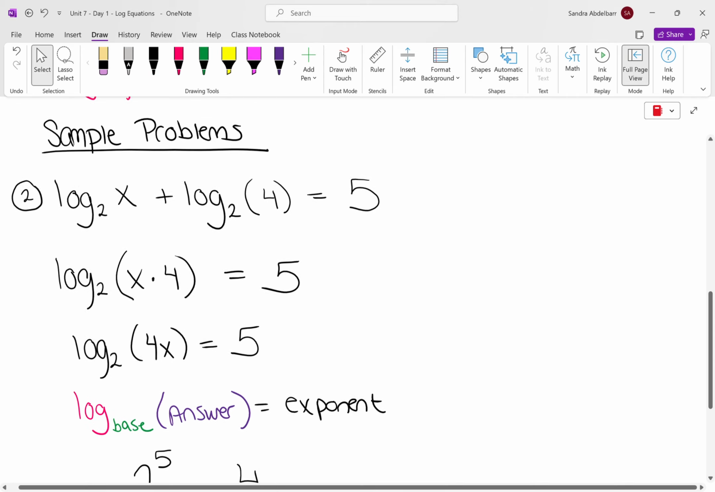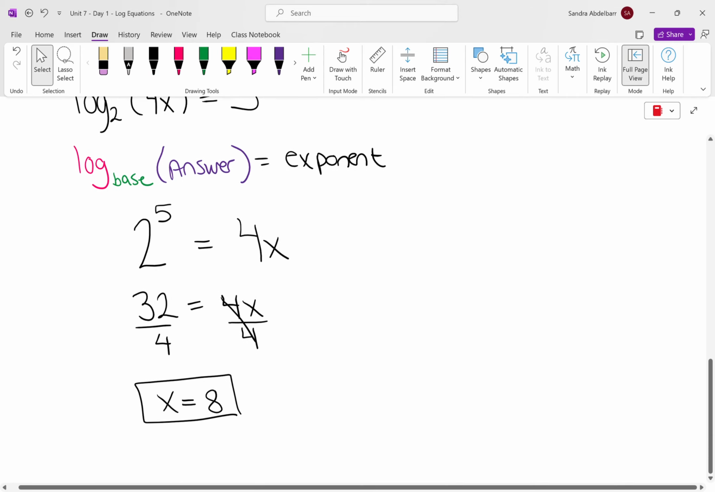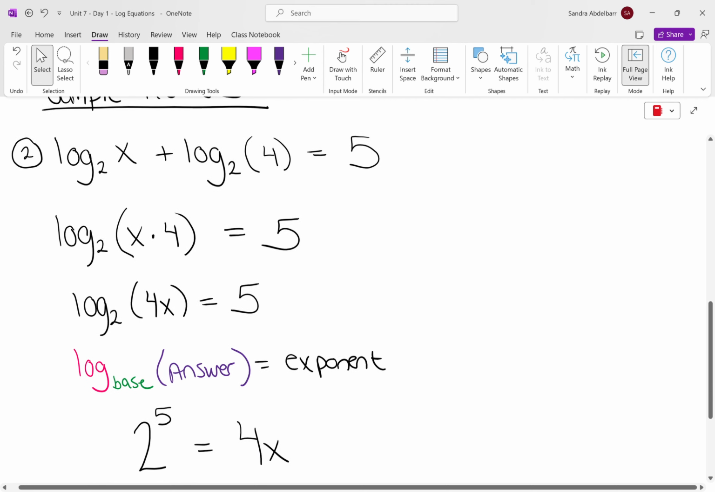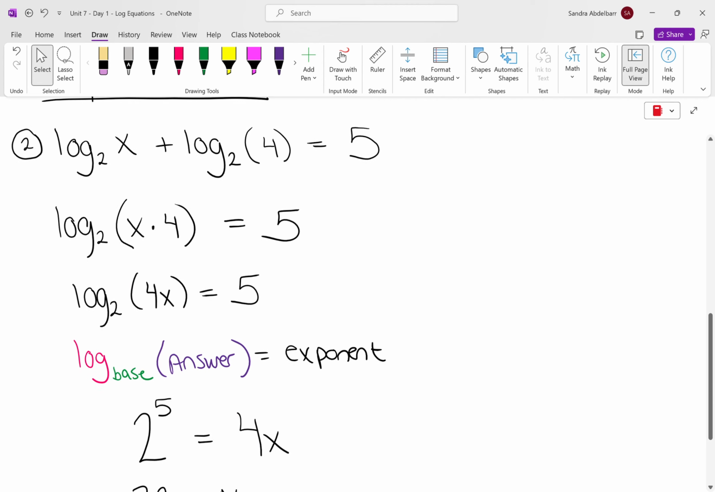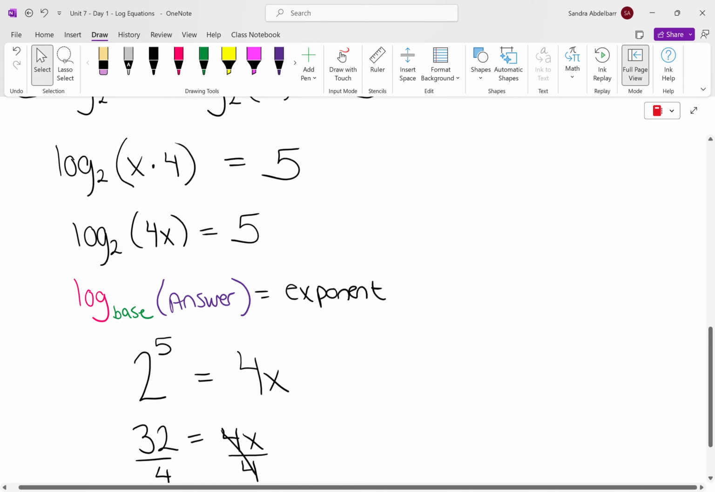Right. I need to check my answer. Essentially, all you're checking for is that by me having x equals 8, it doesn't make any of my arguments negative. 2 to the x, if x is 8 and a negative argument, no. 2 to the 4, to whatever, we're good. No negative argument, so my answer is good to go.